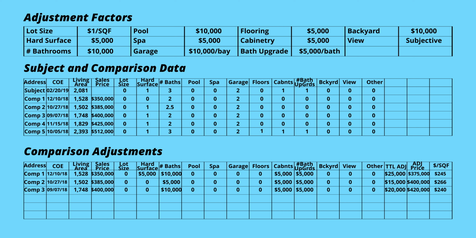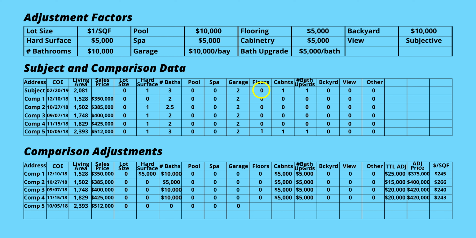I'm going to quickly populate the remaining comparison property adjustments. Comparison 5 has an interesting situation where the flooring of the subject property is not as good as the comparison. Why? Because the subject has a 0 for flooring and the comparison has a 1 for flooring. To calculate the adjustment for flooring, do the following. Flooring adjustment equals 0 for the subject property minus 1 for the comparison times a $5,000 flooring adjustment. This equals a negative $5,000 adjustment because the comparison is better than the subject. Place the negative $5,000 adjustment in the cell for flooring adjustment.